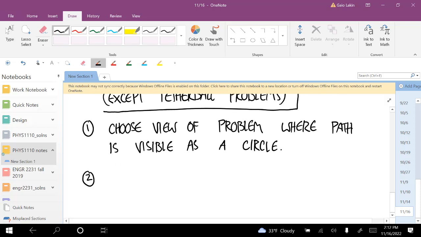Second, you have to choose a single instant to analyze. We've always done that with free body diagrams and everything. We can only think about it at a single instant.